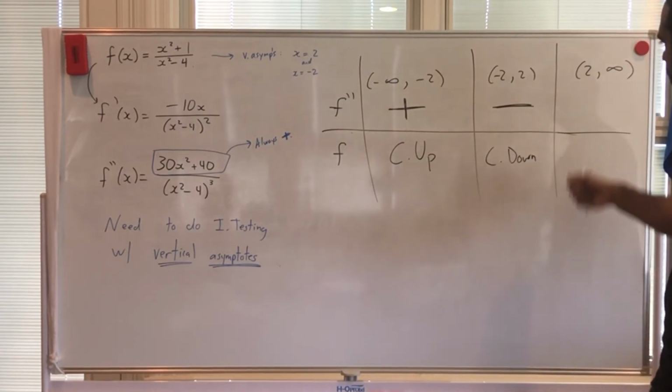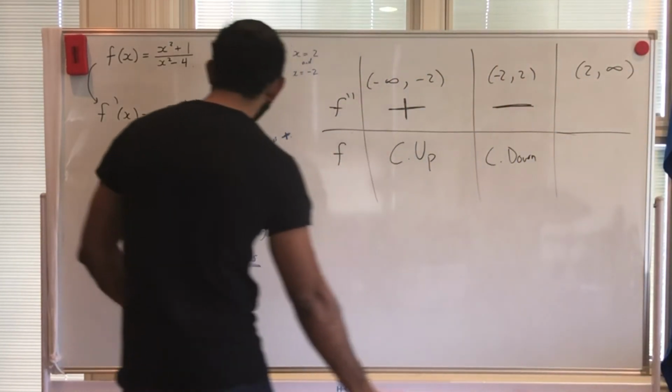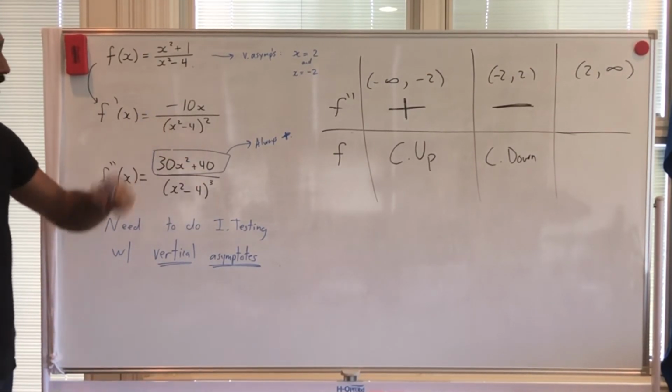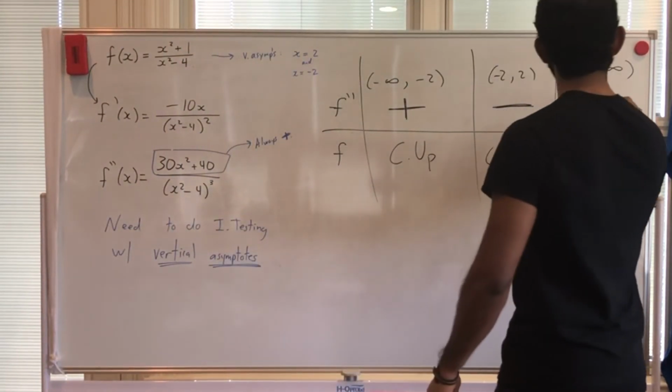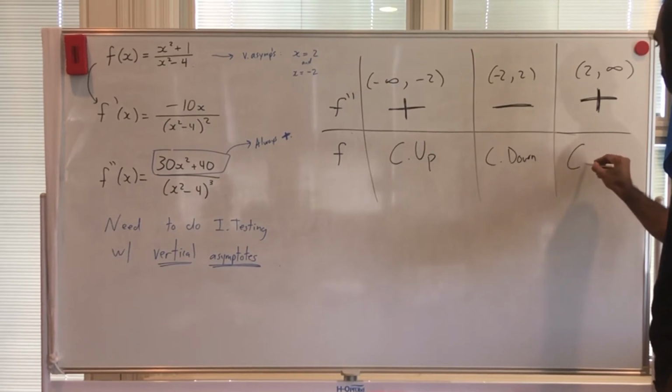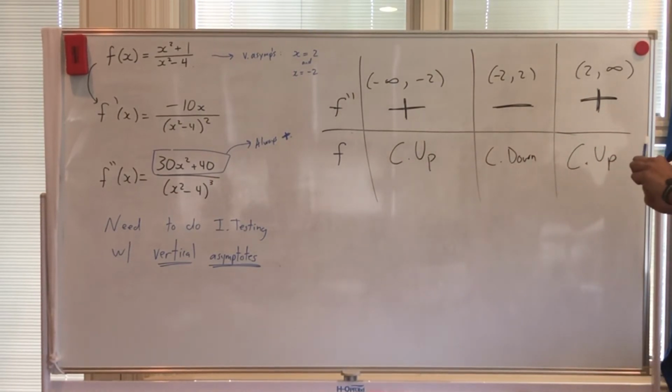Final thing, take a really big number like 100 and stick it in here. You get a positive number. So we have concave up, concave down, and the final piece is facing up. It's a nice upward facing U.